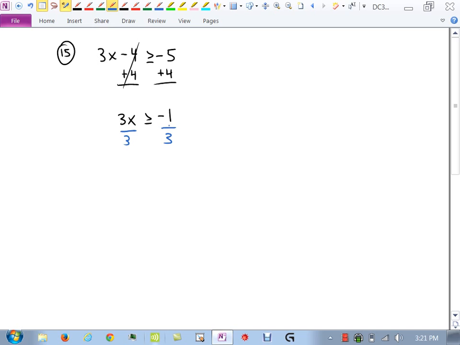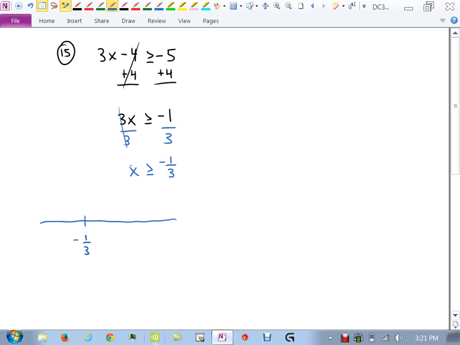Now remember, anytime you divide, you have to ask yourself the question, are you dividing by a negative number? If we are, we have to flip the inequality. If we're not, we just leave it alone. So I am not dividing by a negative number. I'm dividing by 3. So everything's going to stay as is. And the right side is just negative 1/3. I can't do anything with that. So on a number line, let's just say this is negative 1/3.